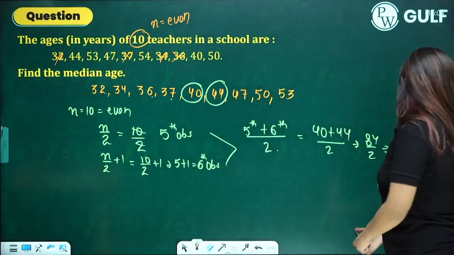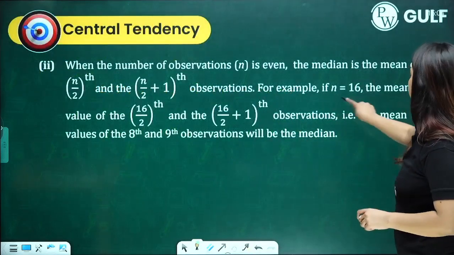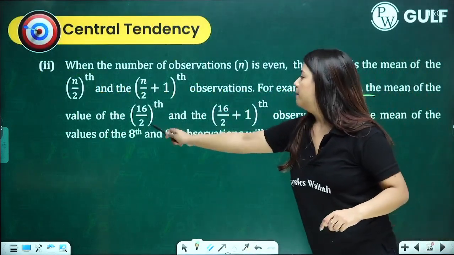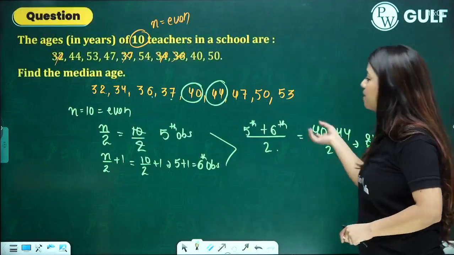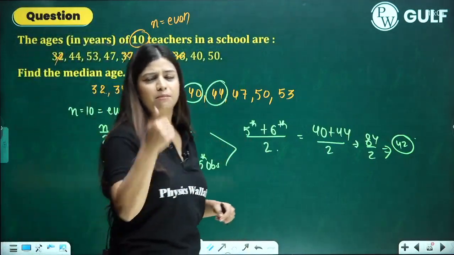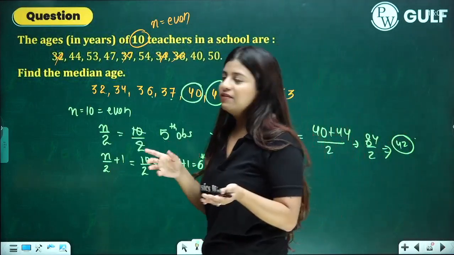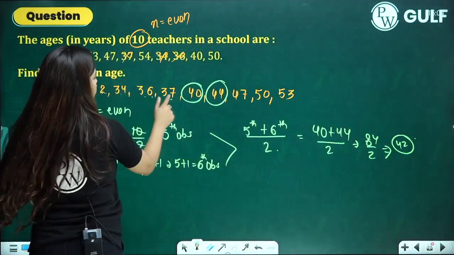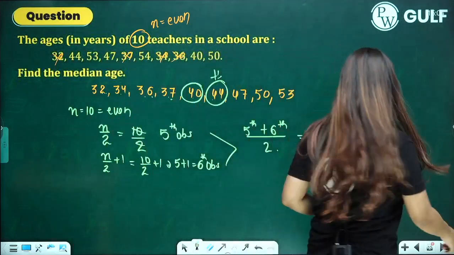What is the median age, students? The median age is 42. So if n is even, the median is the middle value of these two, that means we have to calculate the middle value of these two. When n is odd, it's very simple. Arrange in ascending order, find (n plus 1) by 2, here the 6th observation, and count first, second, third, fourth, fifth, sixth. This observation is the median if n is odd. Easy.